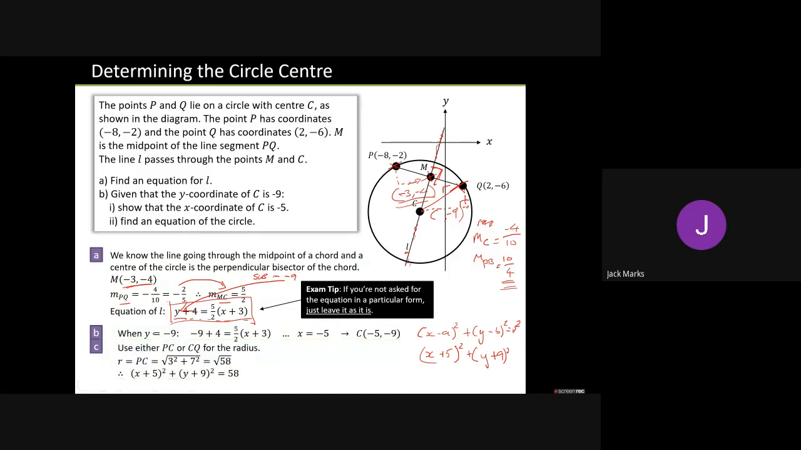If we reveal, what did they do? They did P to C, but you could do C to Q, you'll get the same answer, you'll get the square root of 58. So we remember that we need to square it for the final form.